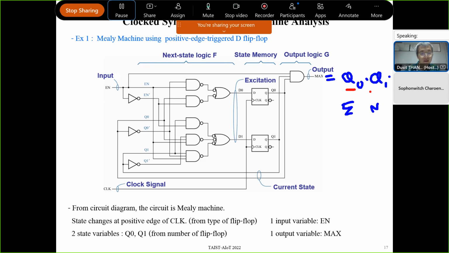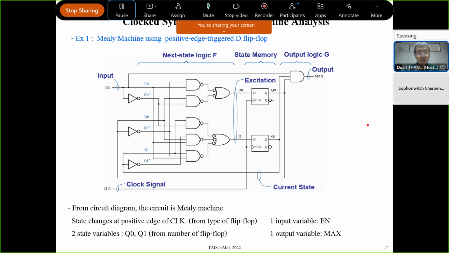So it functions of both state variables Q1, Q0 and external input EN. So this is a Mealy type state machine. Okay, and now let's analyze this circuit.